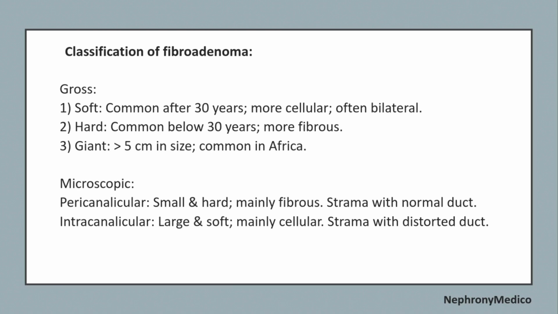Now, classification of fibroadenoma. Gross includes soft, which is common after 30 years, more cellular and often bilateral. Hard, which is common below 30 years and more fibrous. Giant, which is more than 5 cm in size and common in Africa. Microscopic includes pericanalicular or intracanalicular. Pericanalicular is small and hard and mainly fibrous. Intracanalicular is large and soft and mainly cellular.